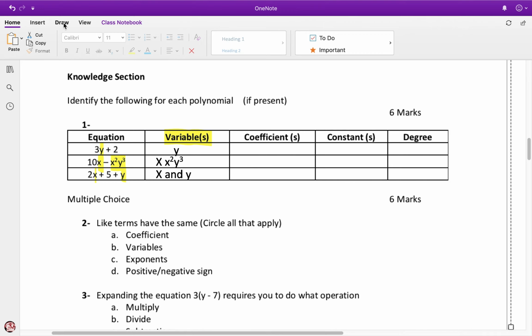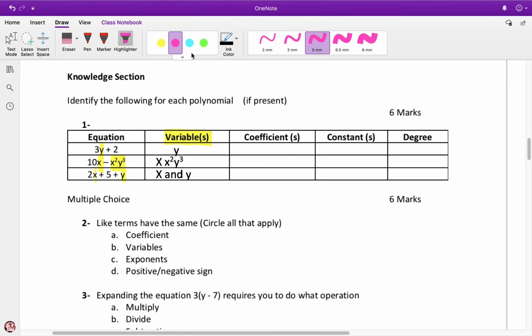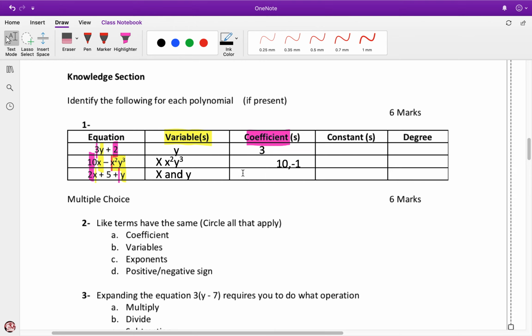My coefficients are the numbers in front of the variables. Let's go back on there. Hypothetically, there is a 1 and a negative 1 there, although I didn't take off a mark if you didn't get those ones. So this one was 3. Then I had this one being 10, and negative 1 if you got that. And this one here was 2 and 1.